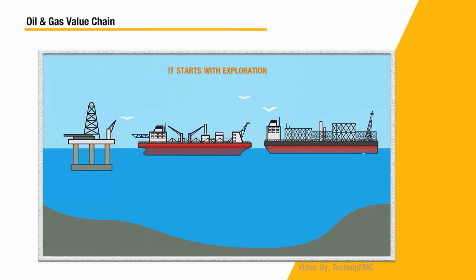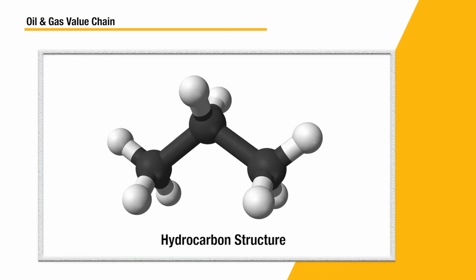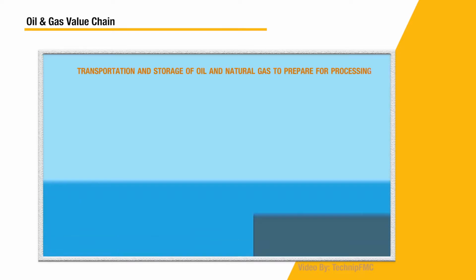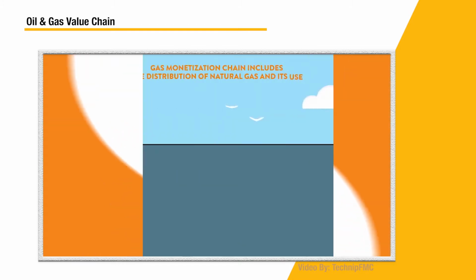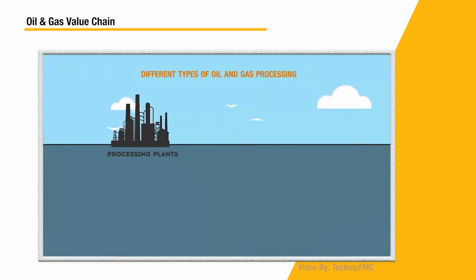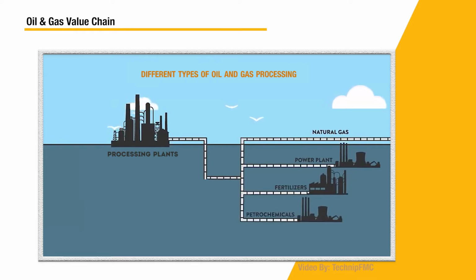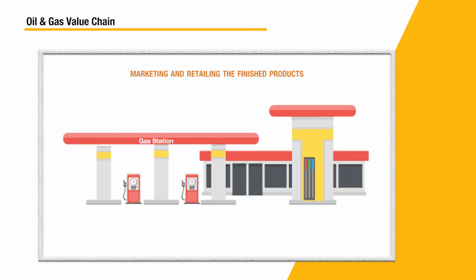Upstream refers to activities related to the discovery of hydrocarbons. Hydrocarbons are compounds of hydrogen and carbon, which are the chief components of petroleum and natural gas. Midstream refers to activities related to the transportation and storage of oil and natural gas before processing begins. Downstream refers to activities related to processing oil and gas, as well as marketing and retailing of finished products. For example, selling fuel at gas stations.